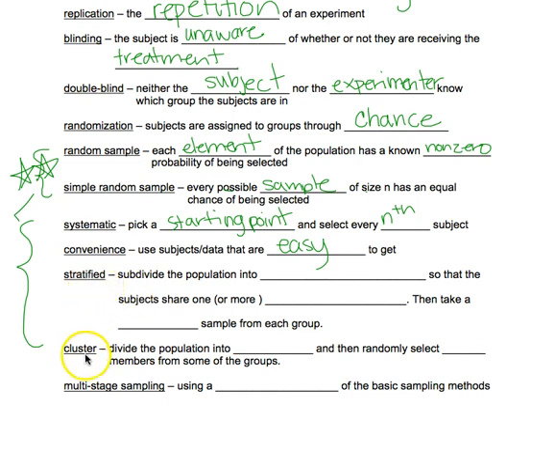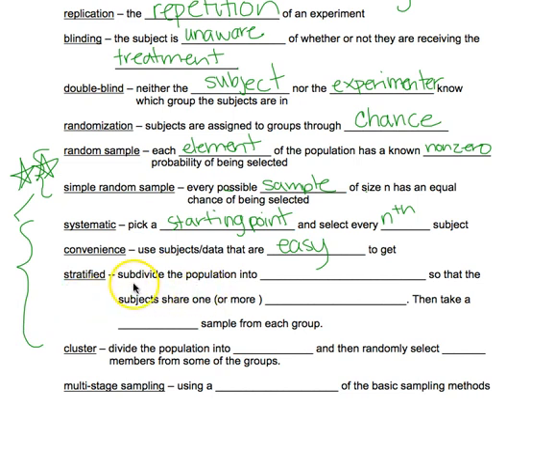Stratified and cluster often get mixed up with each other. And the reason why they get mixed up is because both of these types of sampling involve dividing the population into groups. However, there is a very specific difference. So again, if you are a flashcard person, maybe you want to consider those, but you definitely need to make sure you do the practice problems and that you study the difference between these two.